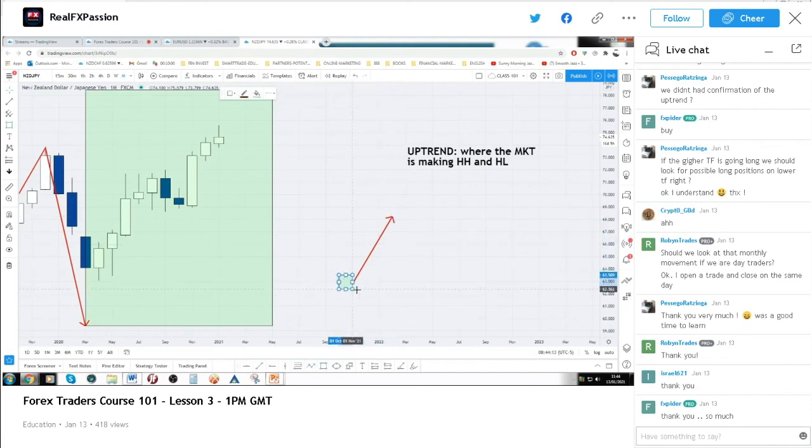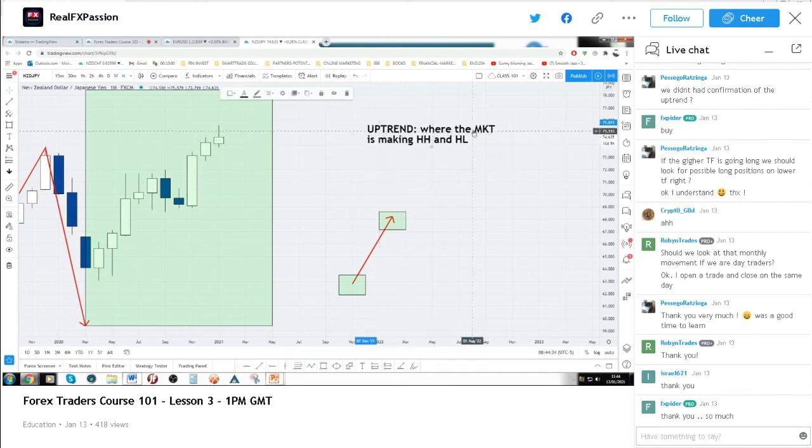So is this an uptrend? I have a low in here and I have a high in here. Is this an uptrend, everybody? Am I in an uptrend? I have a low and I have a high. Is this an uptrend? The concept states uptrend is where the market's making higher highs, plural, and higher lows. So no, not yet. Very good.